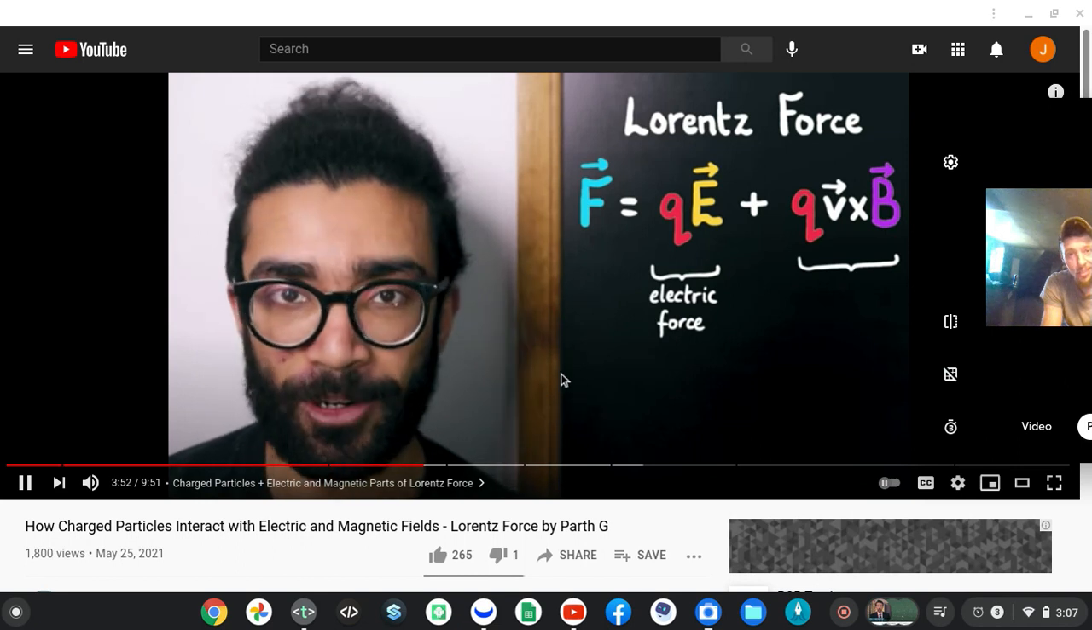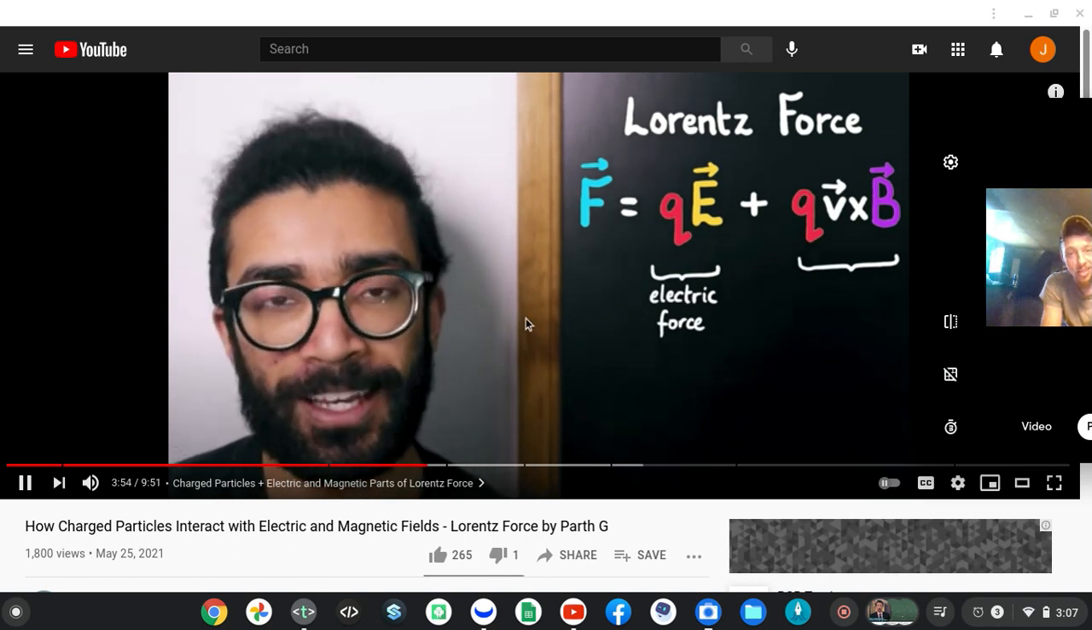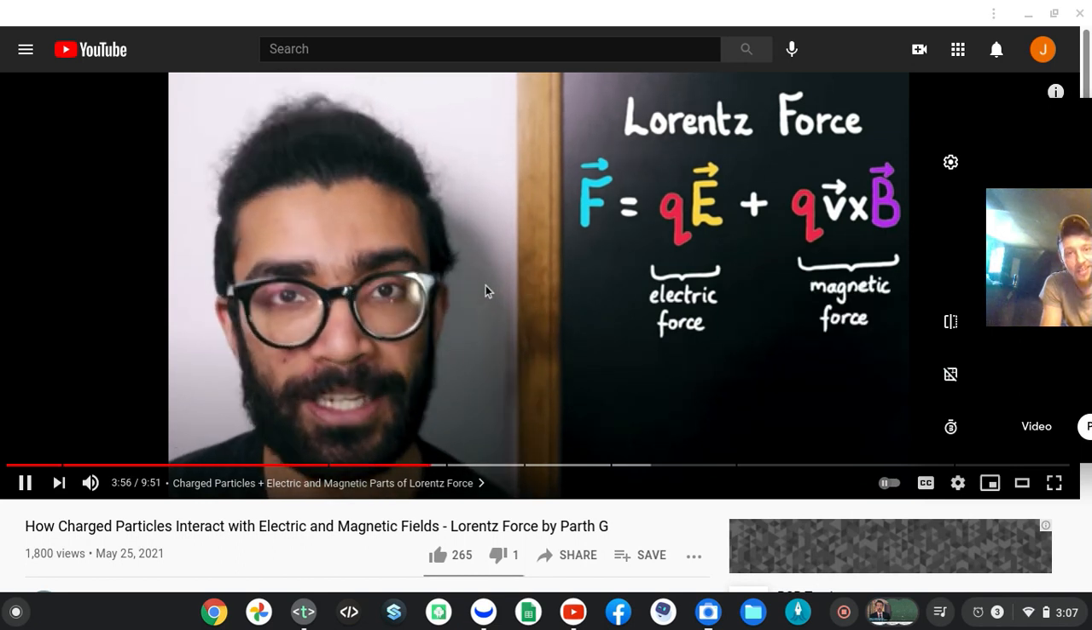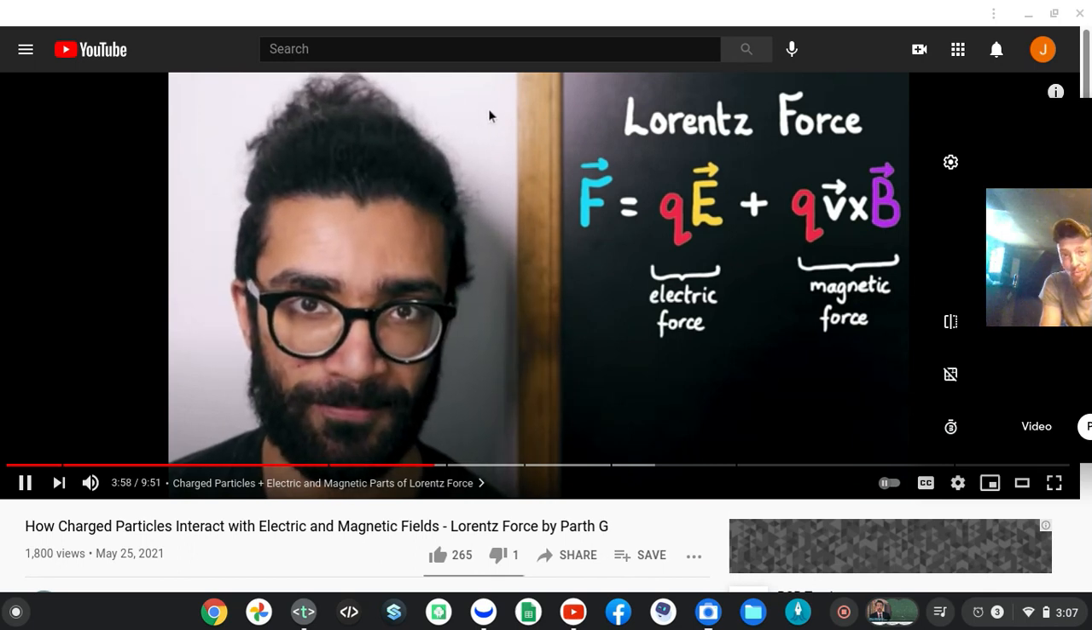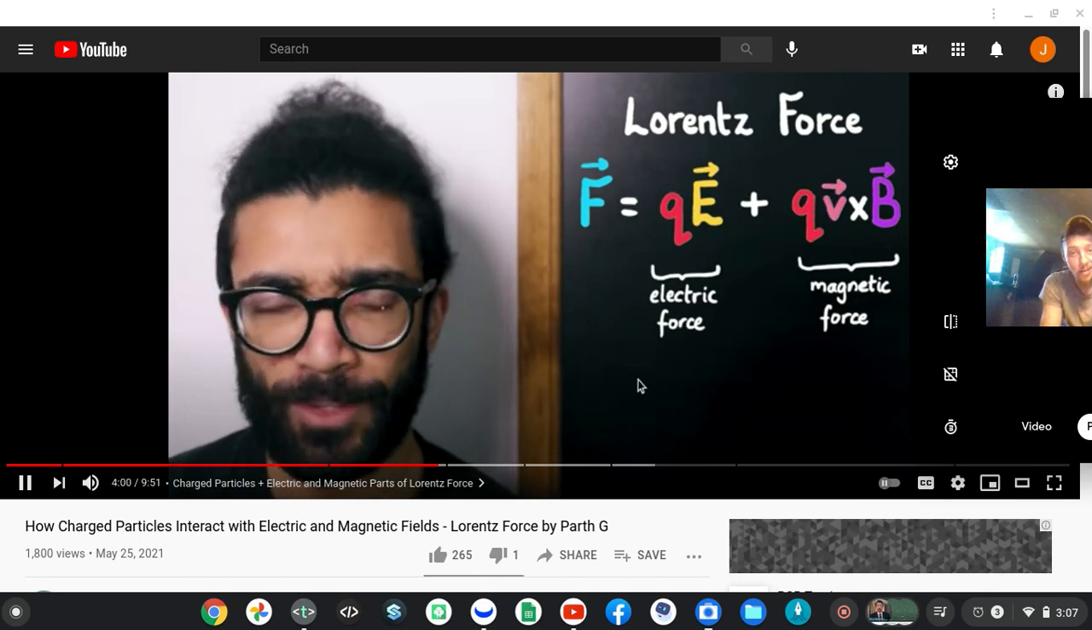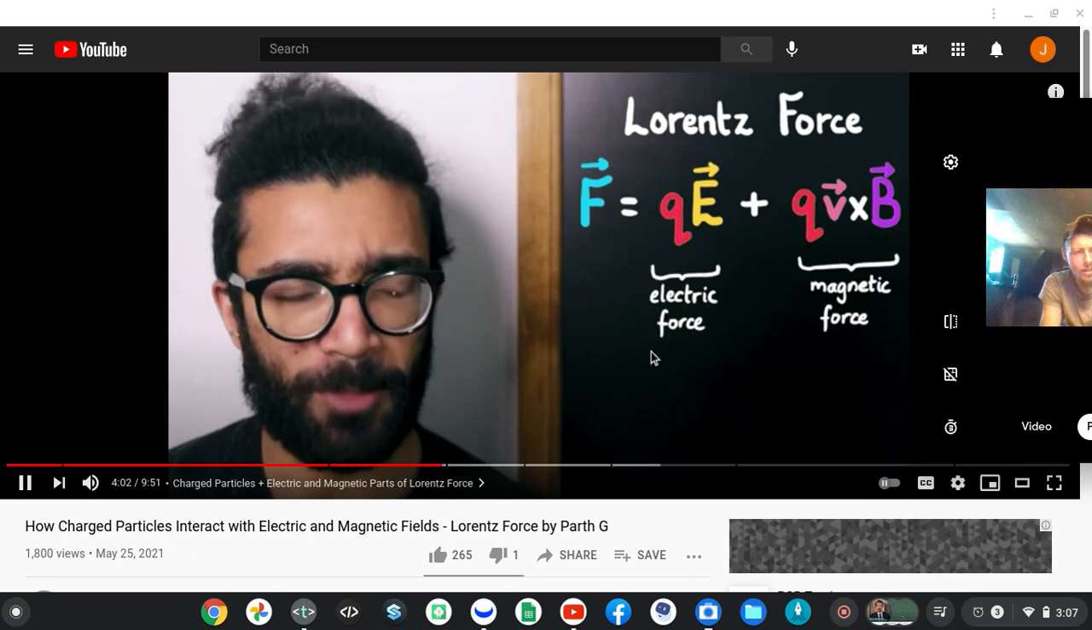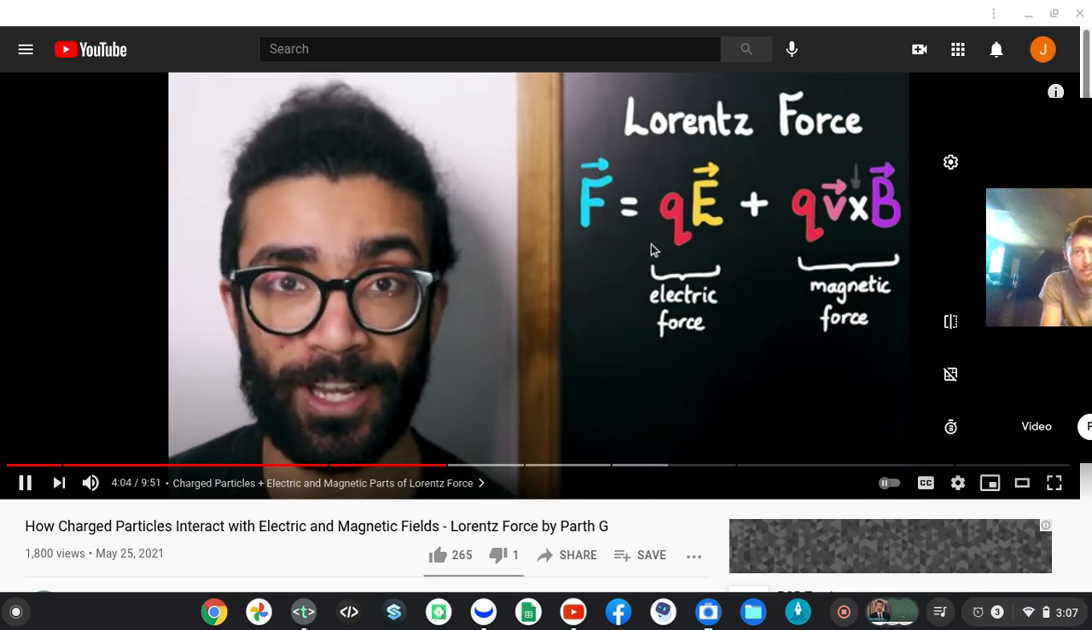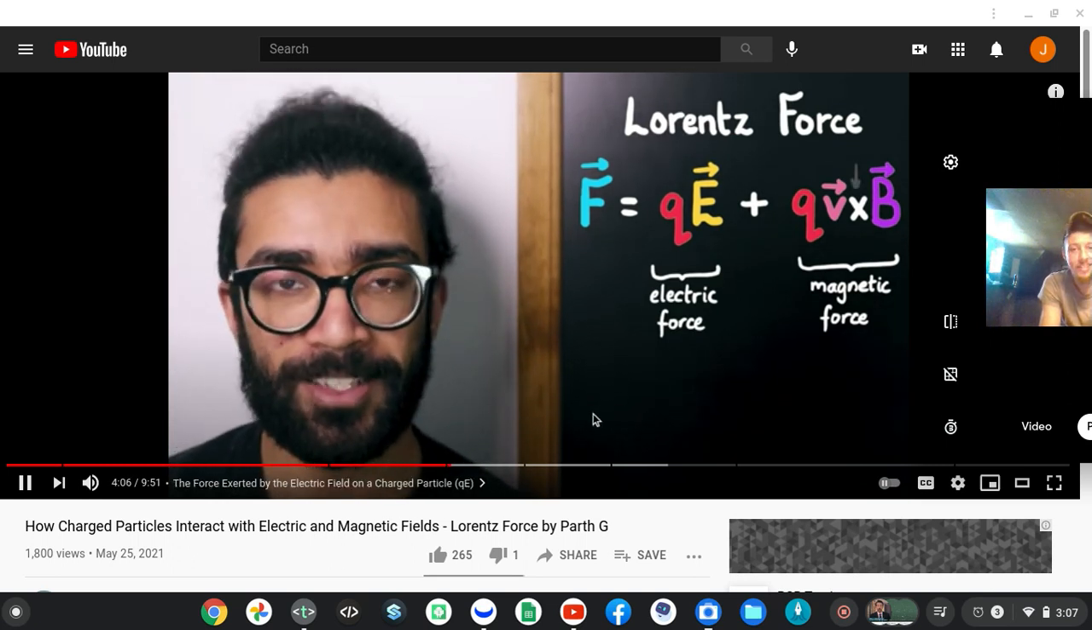This is the force exerted by the electric field on our small charged particle, and this is the force exerted by the magnetic field on our small charged particle. We'll see what V means very shortly, as well as what looks like a multiplication symbol between two vectors, if we wanted to. But before we do that, let's take a look at the first part of this equation.